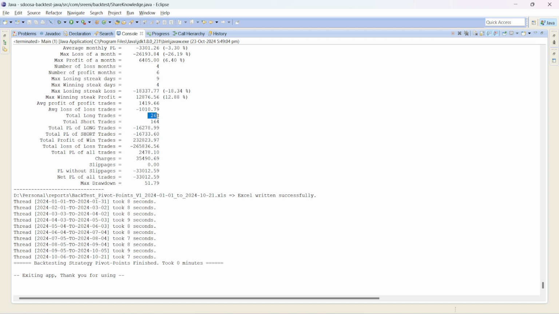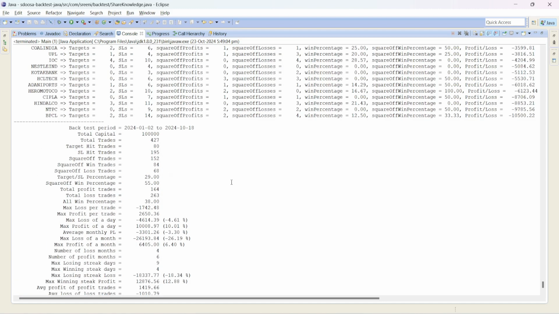These are the total long trades 263 and short trades 164. The summation of long and short, whatever the total is, is a loss. And you see, actually, the total P&L of all the trades is positive, it's 2000 rupees positive, but just because of the charges of 35,000, the overall strategy went into loss. It's minus 33,000. Of course, if you trade this strategy, you're not going to lose the whole capital, but you will lose 33% of your capital in the year 2024 if you just trade the strategy as per the rules I have suggested.